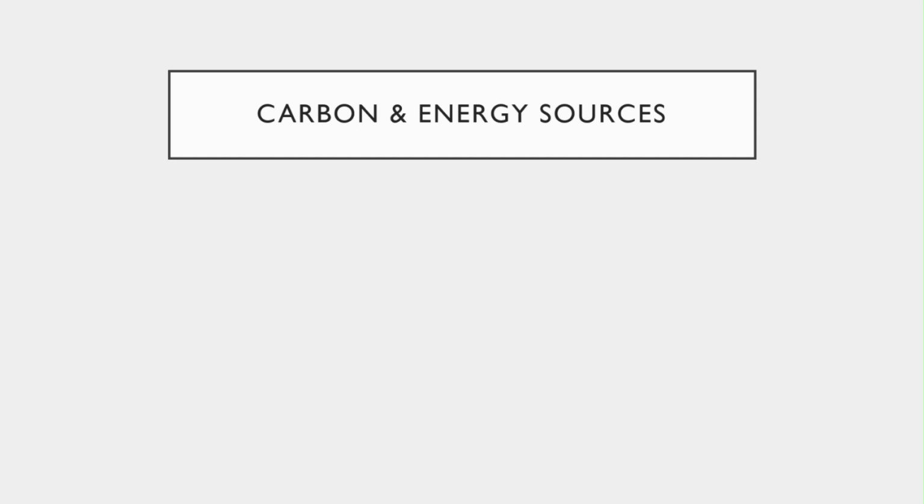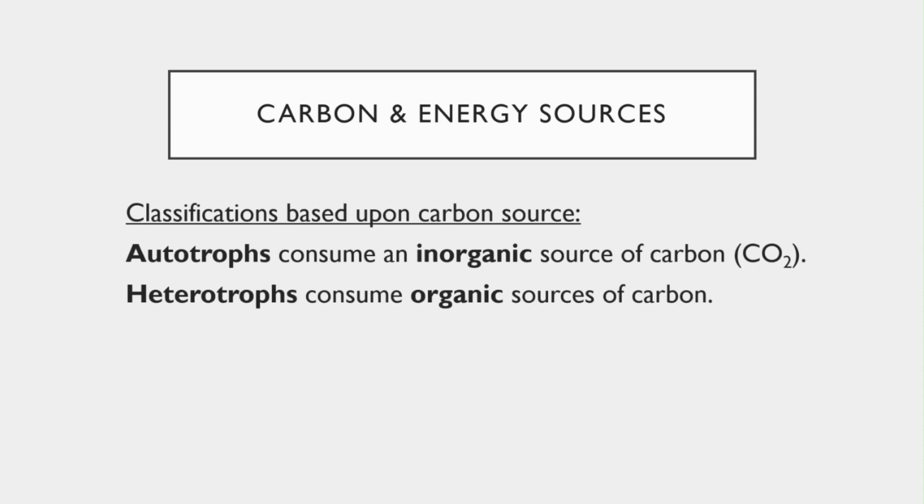We can organize any organism based on the sources from which they get their carbon or their energy. Autotrophs and heterotrophs are the categories for what source of carbon the organism harnesses. An autotroph is capable of deriving its source of carbon from inorganic sources and converting it into organic carbon within the cell. An example of this would be plants, algae, or cyanobacteria that are able to capture CO2 from the air and turn it into cellular material.